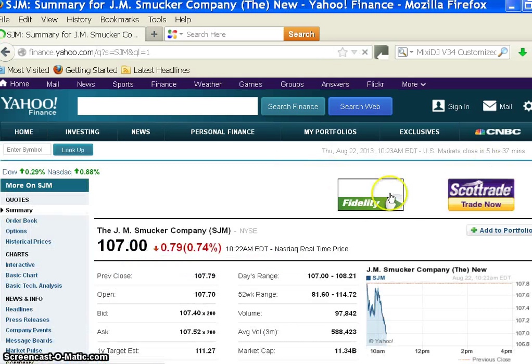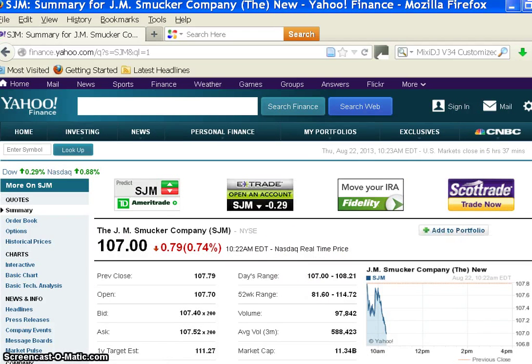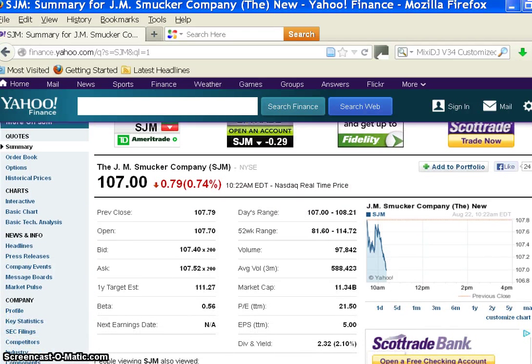If I click on that, it brings me to a summary screen that looks like this. It tells me the name of the company, the JM Smucker Company, the stock ticker symbol, which is SJM. Stock ticker symbols are normally anywhere between 1 and 4 letters. And it also tells me that this stock trades on the New York Stock Exchange, NYSE. Other exchanges are the Amex and the over-the-counter OTC.